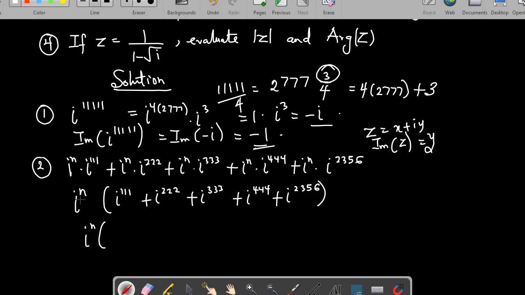Now this is i raised to the power n into, now i raised to the power 111, don't forget the drill. Just divide 111 by 4. Once you do that, you should get 27.75, just like this case here. So that will just be i raised to the power 4 times 27, times i raised to the power of 3, just like what you have here, plus i raised to the power 222. Do the same. Divide 222 by 4. You get 55.5.